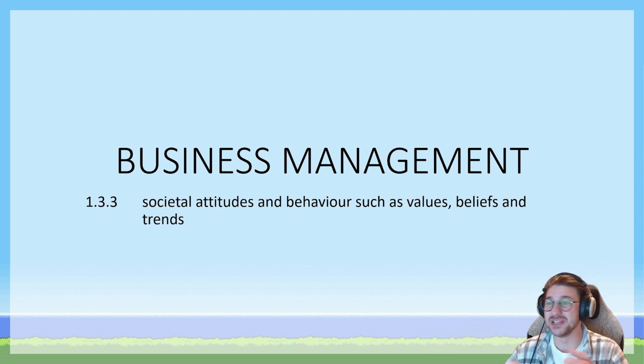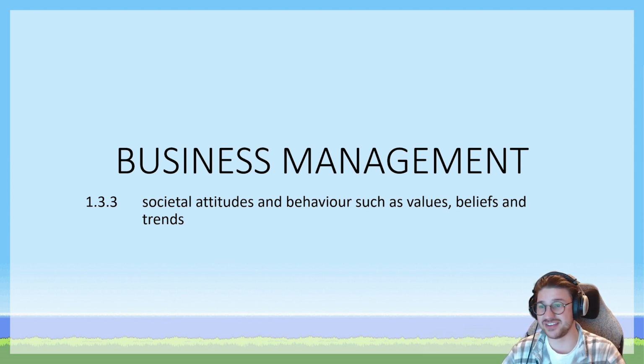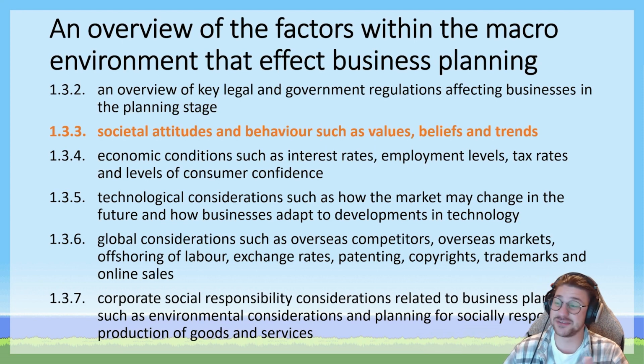In today's lesson we're looking at key knowledge point 133. That is unit 1, area of study 3 and the third key knowledge point for this area of study. Today specifically we're looking at societal attitudes and behaviour such as values, beliefs and trends and what that means for business planning. Now as with the previous key knowledge point and the next 4, this key knowledge point specifically is dealing with factors from the macro operating environment of business that affect business planning.